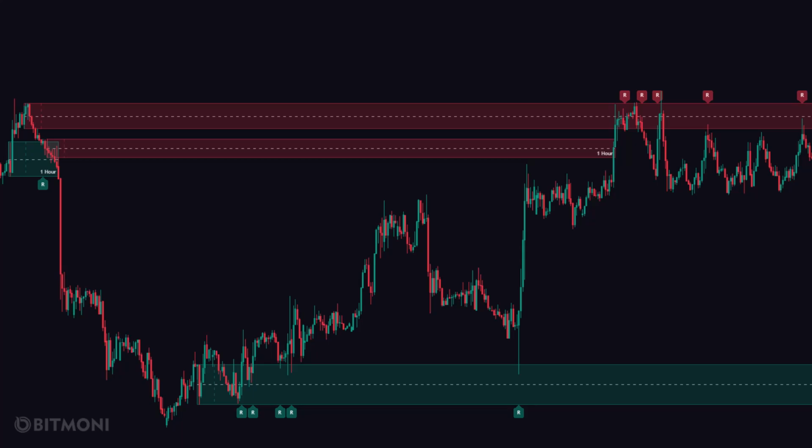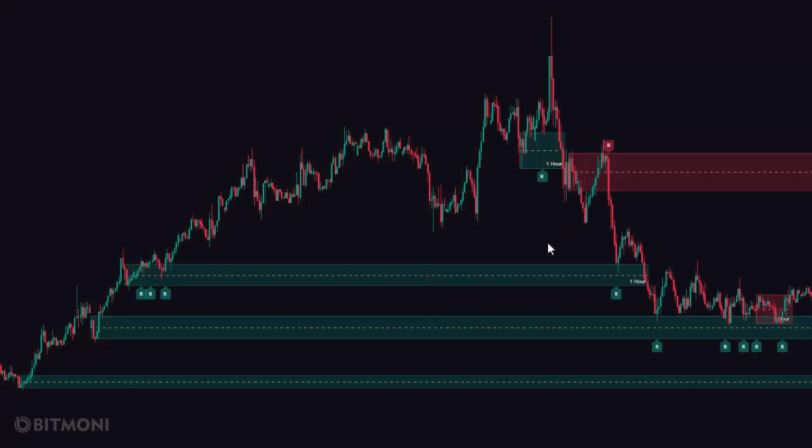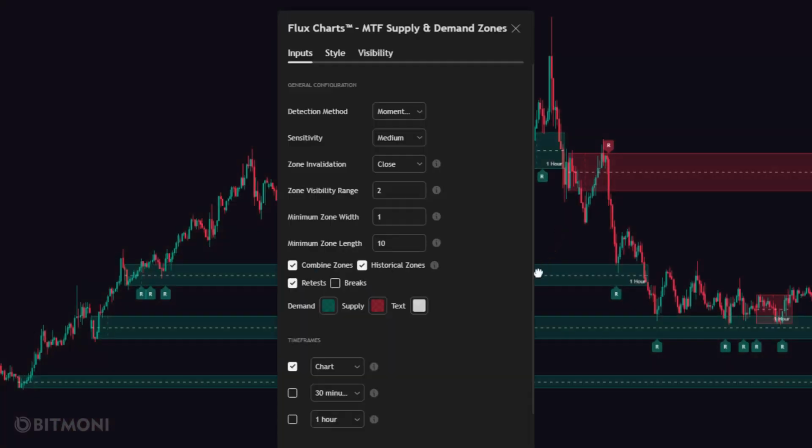Now let's look at the settings of this indicator. Just double-click anywhere on the indicator, and it will open the settings. If you look here, you can see that there are different adjustments you can make to suit your trading approach. The first thing here is the detection method, which includes momentum and regression.